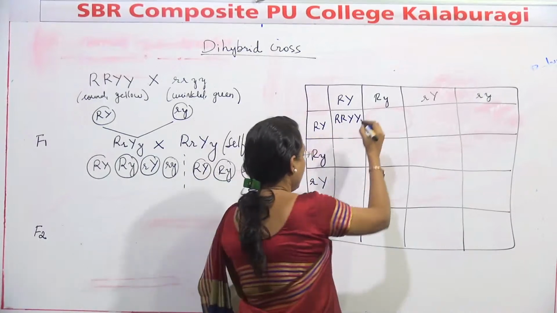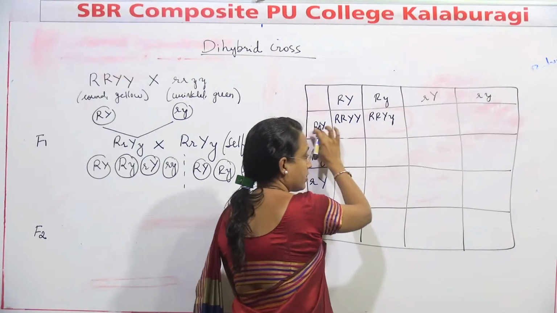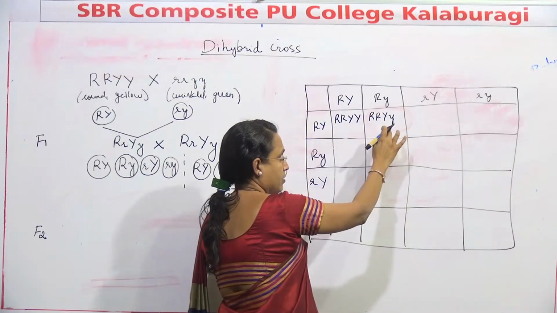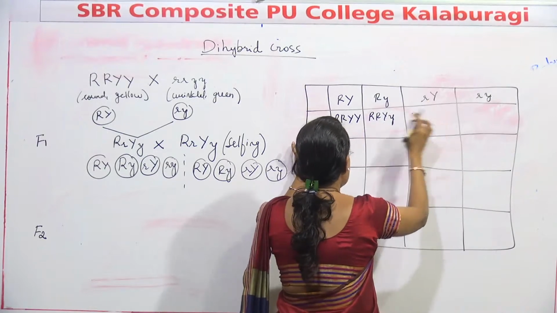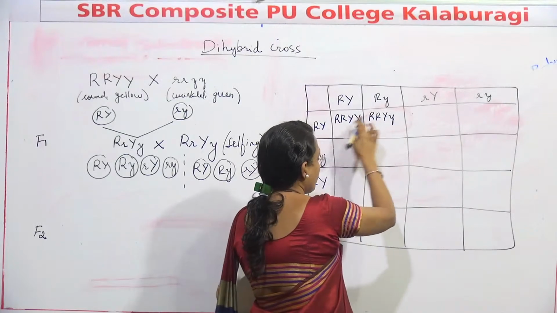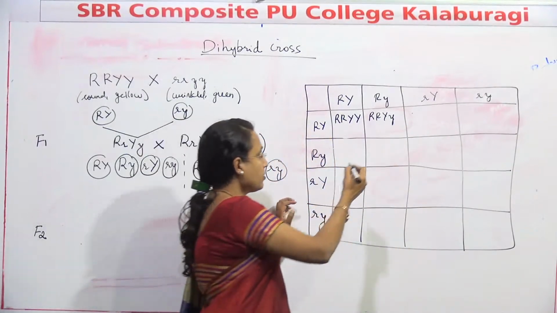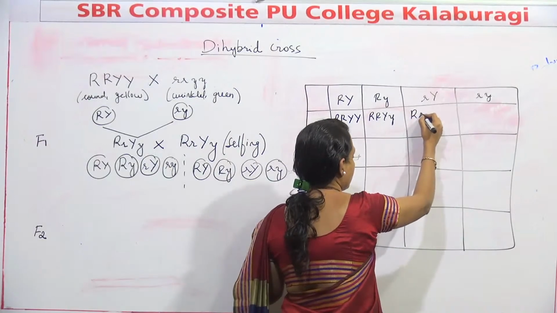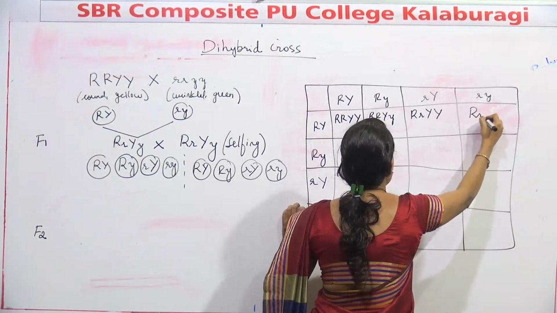Now similarly, this is the fusion of the gametes. What are the different offspring? How are we writing them? You can see that capital R and small r are there, capital Y and small y. Usually the dominant allele is written first. Therefore capital R, small r, capital Y, capital Y. Then capital R.